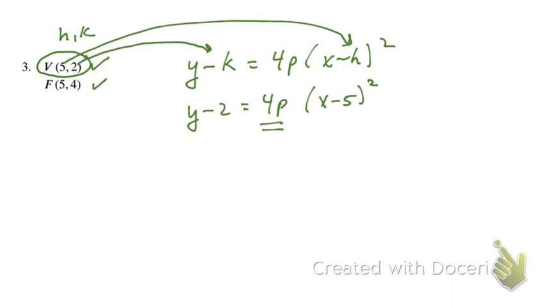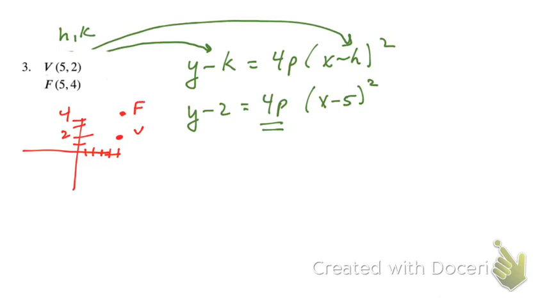The only thing we don't know is our p-value. So you might be able to figure it out from what we're given over here, or it might be safest just to sketch yourself a quick little graph. Say my vertex is at 5, 2. There's my vertex, 5, 2. My focus is at 5, 4.